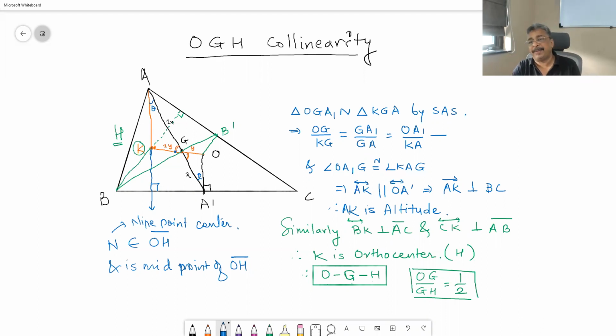So this is the fundamental proof for OGH collinearity, and this OGH line is called the Euler line. The moment you draw any general triangle, O, G, H are fixed and they are supposed to be collinear. That is the implication of this result. Those who have not done it earlier, please note down the details.